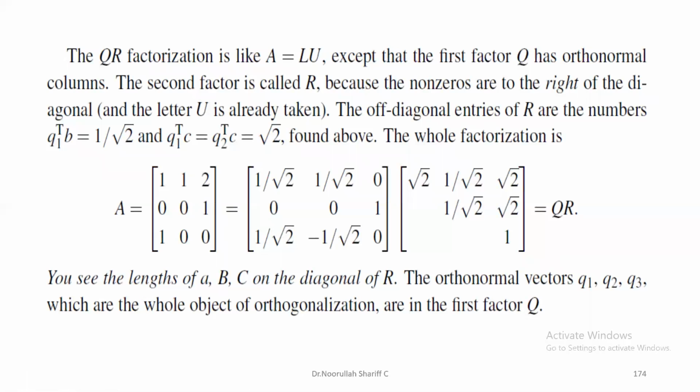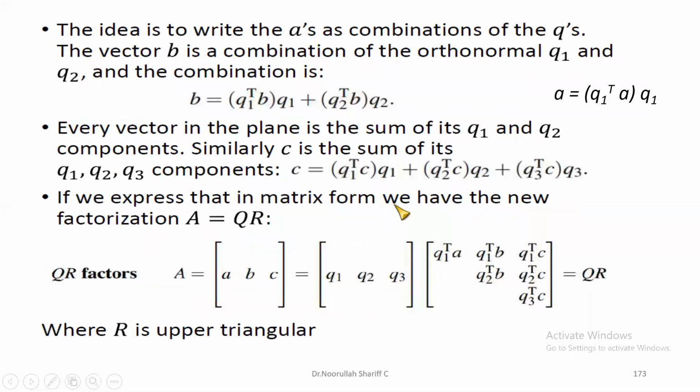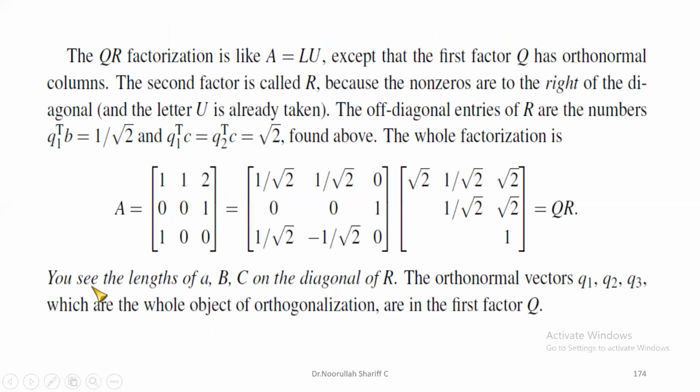So in our problem, we can just try to find out what that is. So the values of A, B, C, 101, 100, 210, whatever values of A, B, C we have taken, or A1, A2, A3, and we have found the value of Q and correspondingly the value of R. First, let us consider the diagonal entries. The lengths of A, B, C are always on the diagonal of R. So these are the lengths of A, B, and C. So we are writing this here.